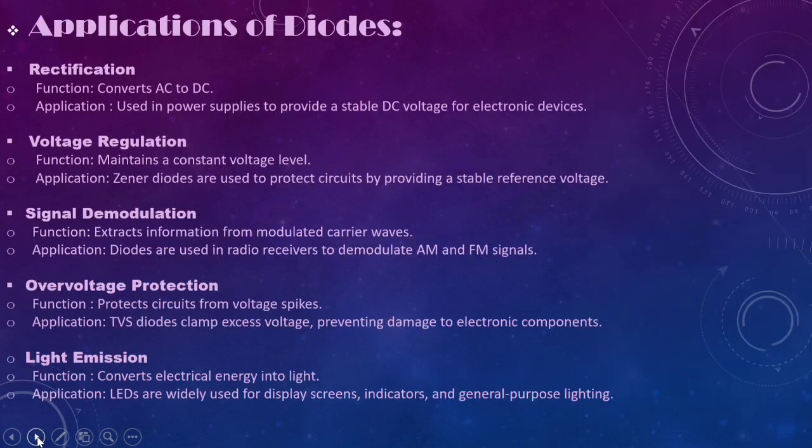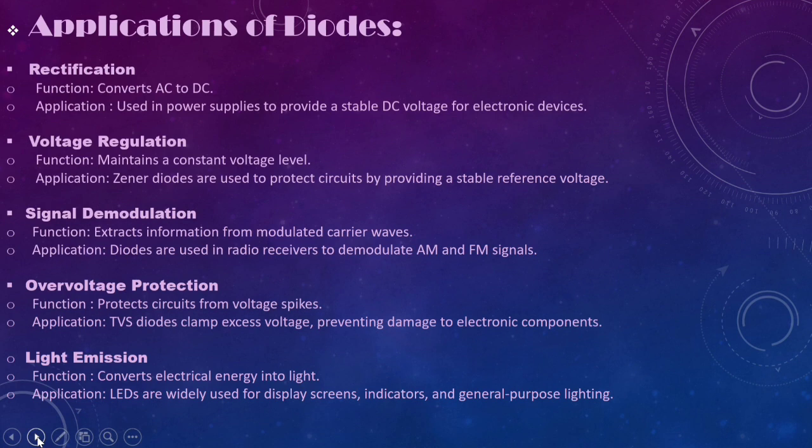Now, the applications of diodes. Applications of diodes include rectification, voltage regulation, signal demodulation, overvoltage protection, and light emission. Rectification is converting AC to DC, used in power supplies to provide a stable DC voltage for electronic devices. Voltage regulation is maintaining a constant voltage level. Zener diodes are used to protect circuits by providing a stable reference voltage.